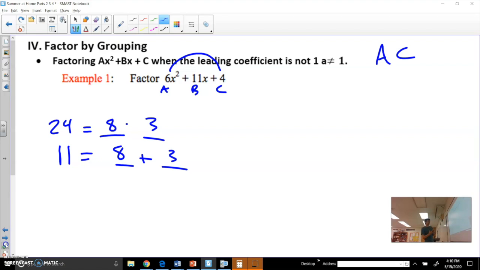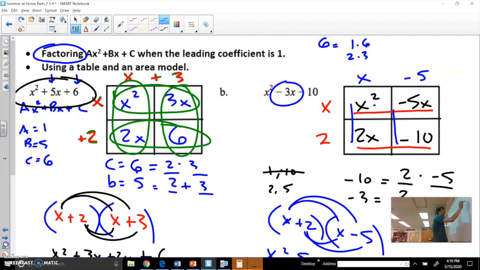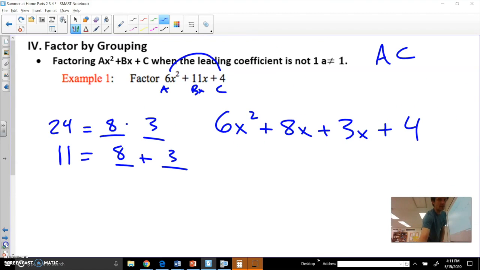So in this method, what I'm basically going to do is replace my b term using the 8 and 3. I've got 6x squared, but instead of putting 11x, I'm going to put plus 8x plus 3x, which technically is 11x. With my 4 at the end, I have everything that I started with. So what this allows me to do is separate my terms. Instead of having 3, I have 4, similar to the 4 that you have in the box method. It's really the same concept, honestly.